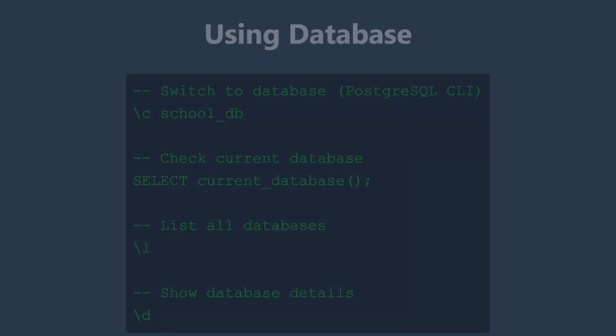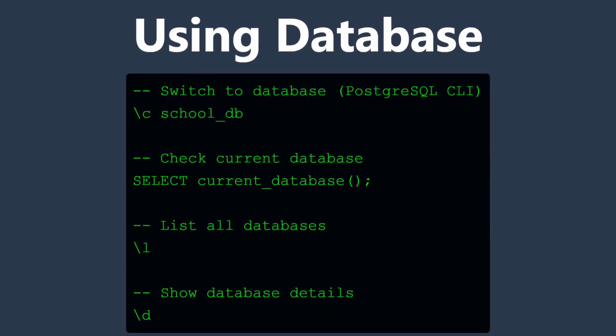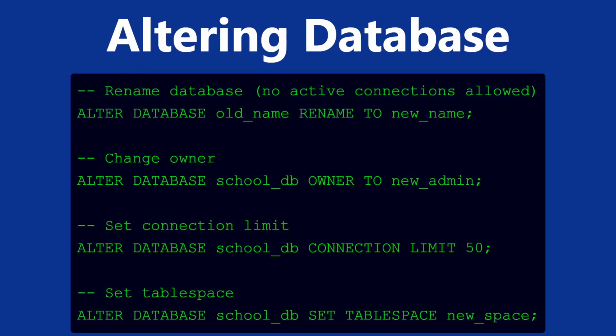Let's move on to the commands for using the database. To switch to the new database in PostgreSQL, use the \c command followed by the database name. Verify the current database with the select statement, list all databases available with \l, and to view the database structure use \d. And databases aren't static, they evolve with the application's needs.